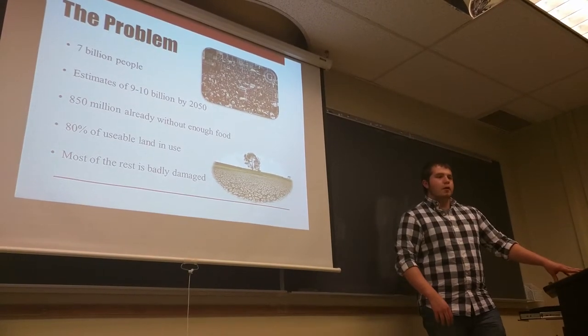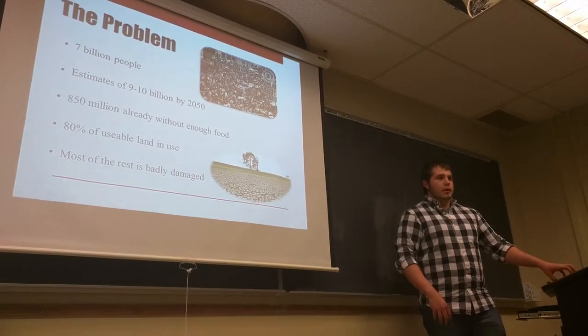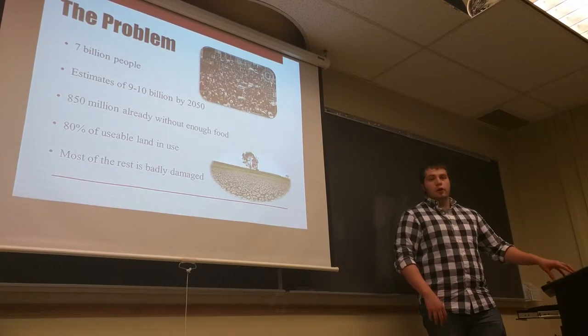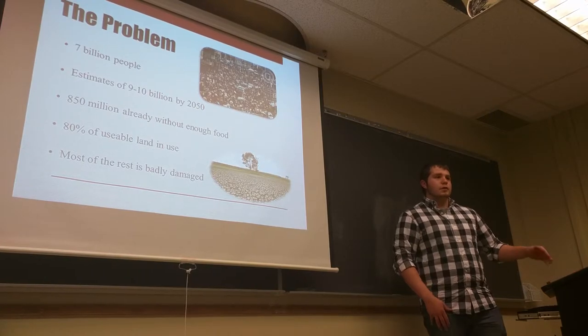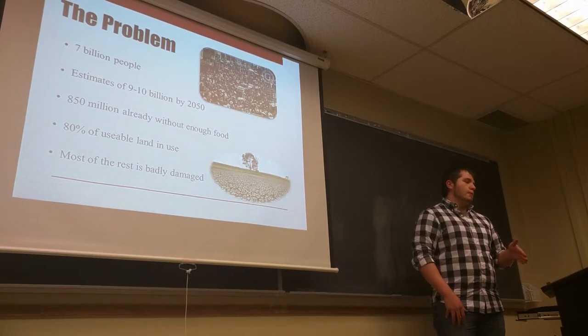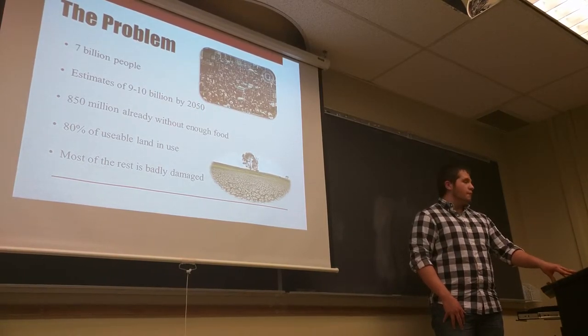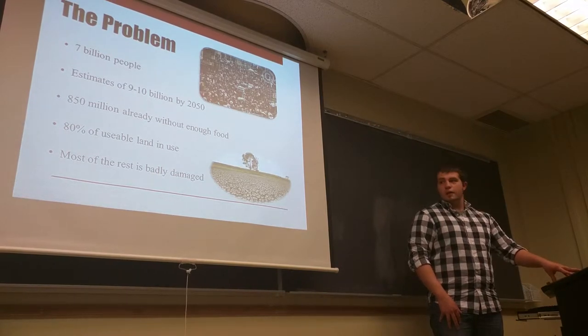And the problem is that right now on Earth we have 7 billion people. And as it stands today, 850 million people are already without enough food, which is a problem. And in the next 35 years, we're slated to add 2 to 3 billion more people by the most conservative estimates. So as you can see, that's a problem in itself.